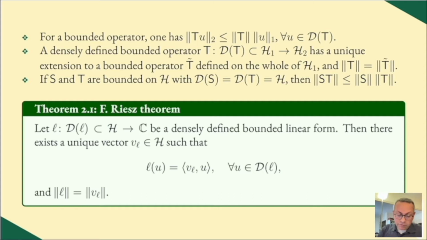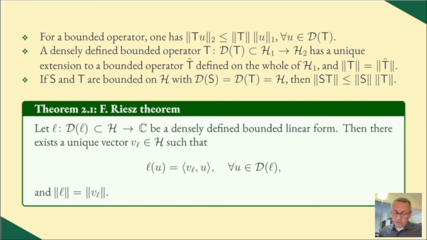And in the case you have two bounded operators defined on the whole of H, by applying this inequality twice, one time for T and one time for S, you deduce very easily this inequality. So the norm of the product is smaller than the product of the norms.